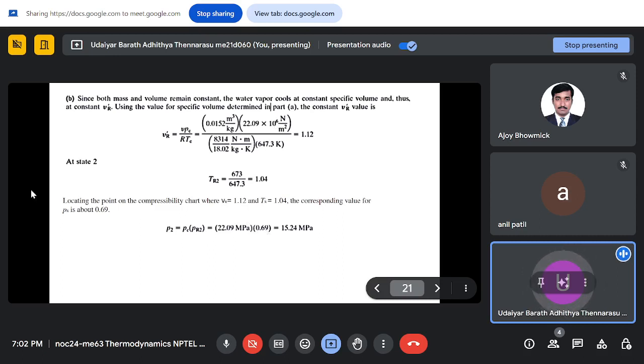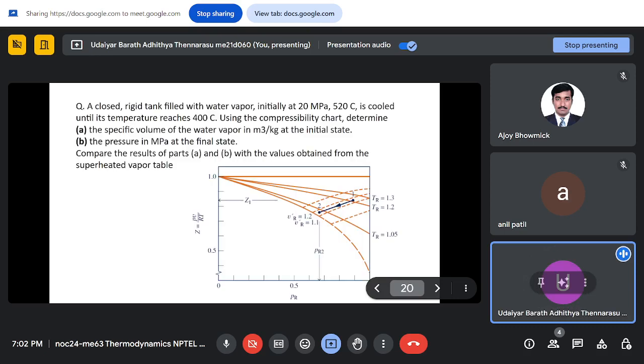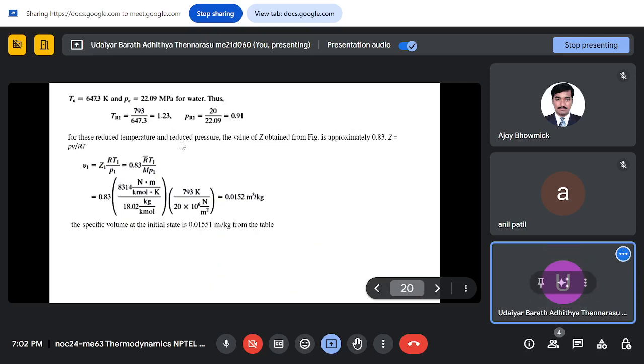You know the critical pressure. So reduced pressure is nothing but pressure by critical pressure. So multiplying by critical pressure, you will get pressure at state 2 as 15.24 megapascal. So that's what was asked.